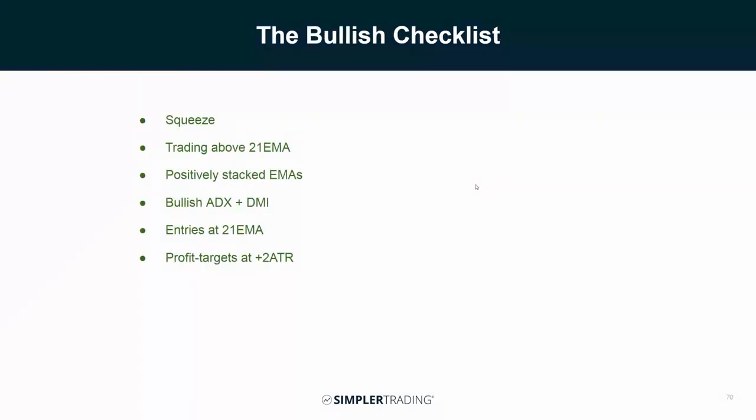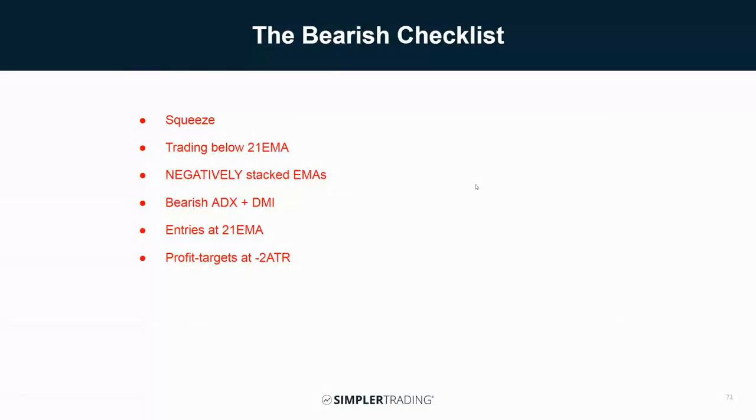Little overview there, guys. So for our bullish checklist, I'm looking for squeezes, looking for something at the 21 EMA. Got to have those positively stacked DMAs. We have got to have bullish ADX and DMI, and then we stick to the script. All that comes together, we get long at the 21. We're taking profits at +2, maybe +3. Bearish checklist: I like to look for a squeeze, trading at the 21 EMA, negatively stacked DMAs, bearish trend and momentum. All that comes together, short it at the mean, take profits on the flush to -2.